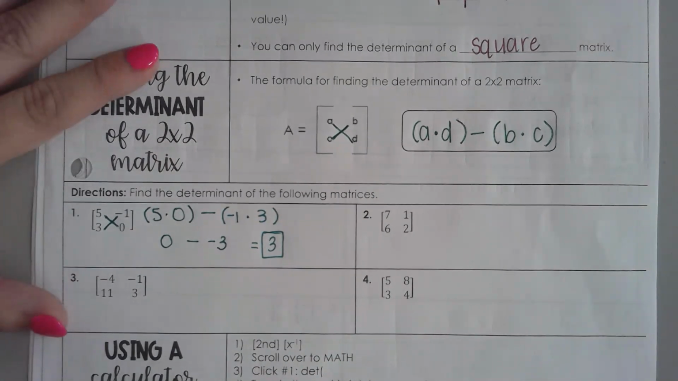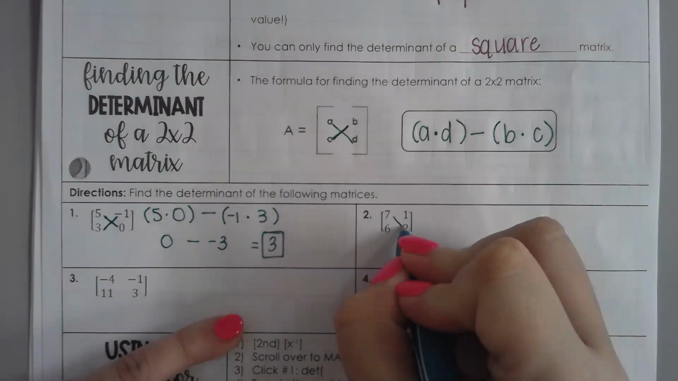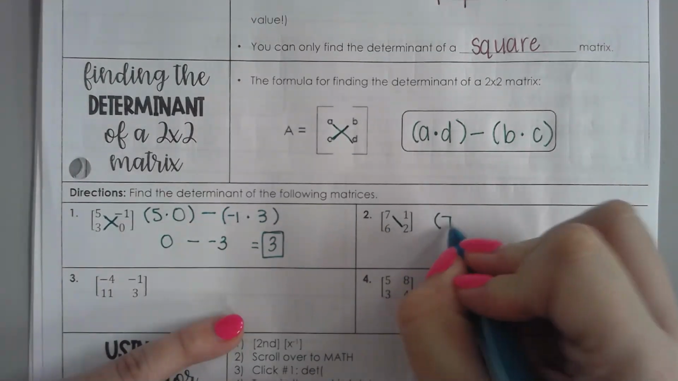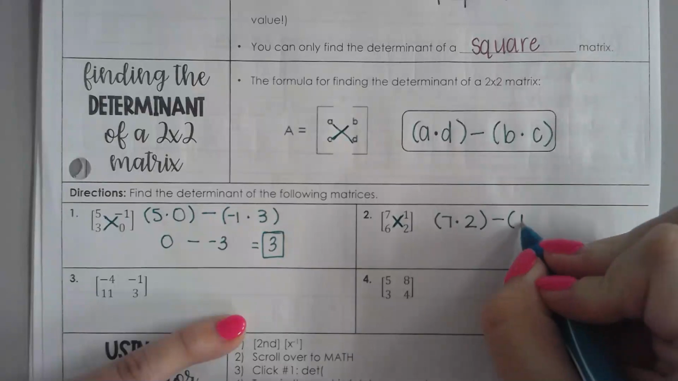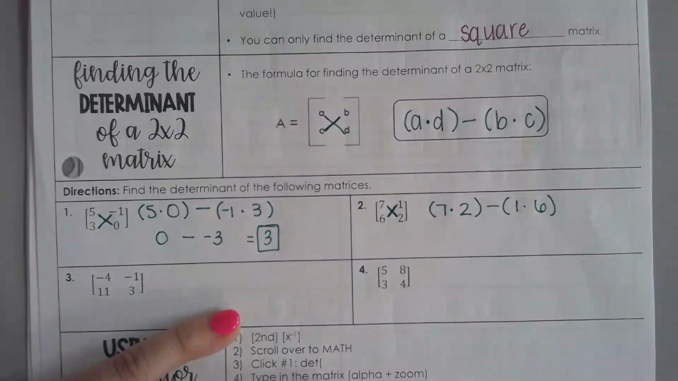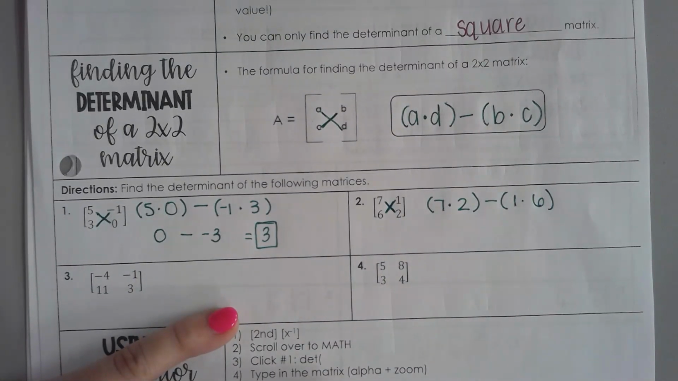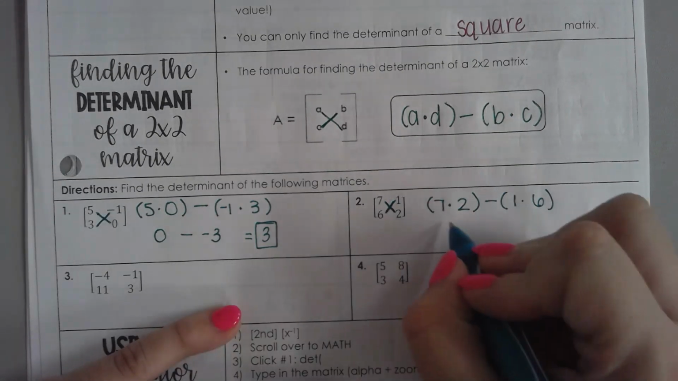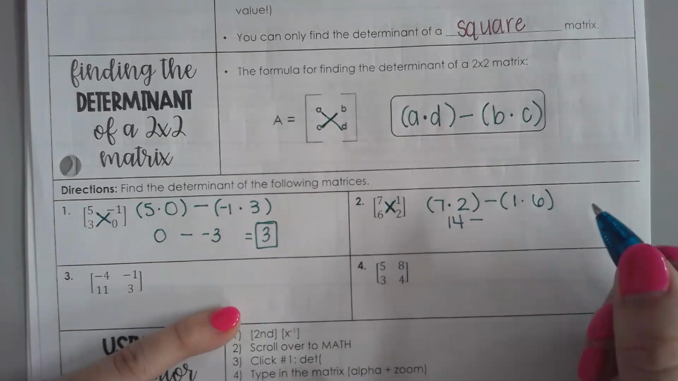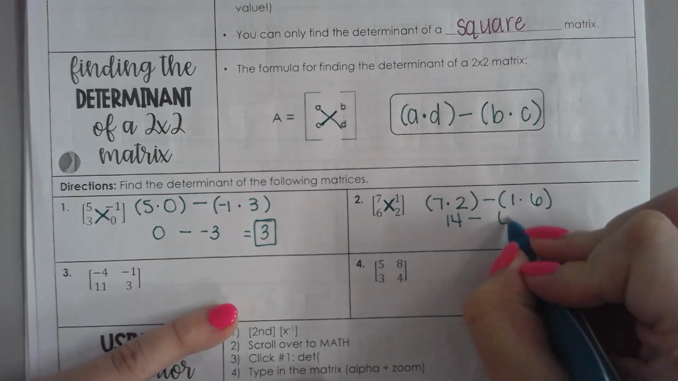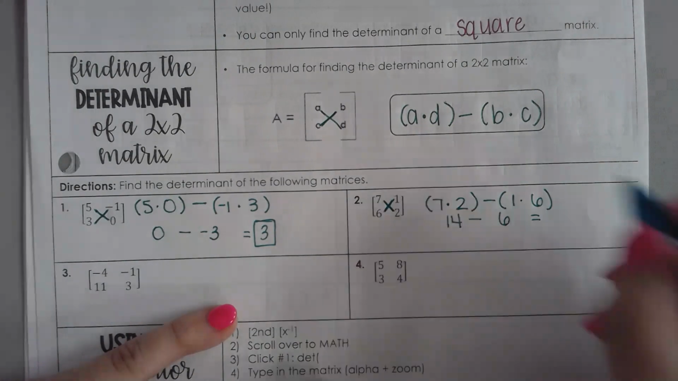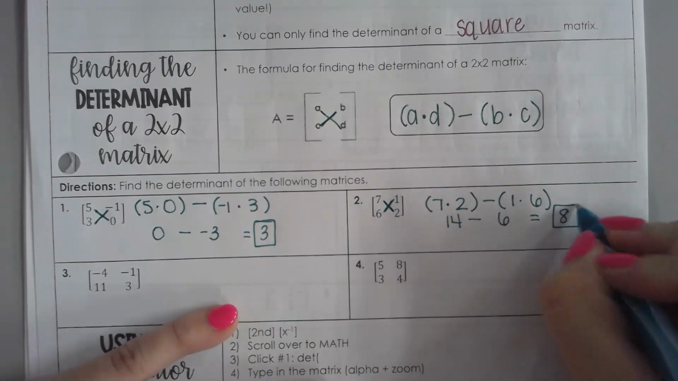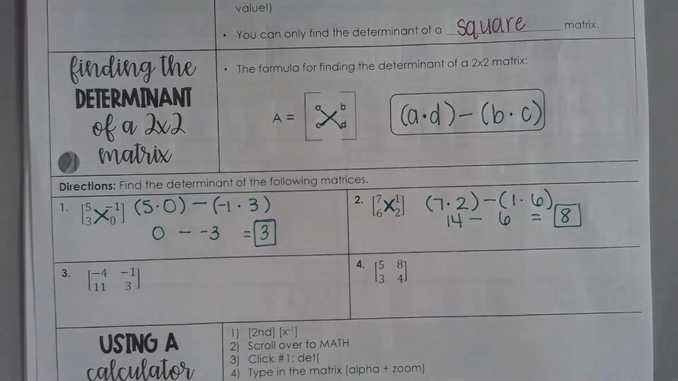All right, number 2. 7 times 2 minus 1 times 6. What is 7 times 2? 14. Minus 1 times 6? What is 14 minus 6? 8. Good. Try numbers 3 and 4 on your own.